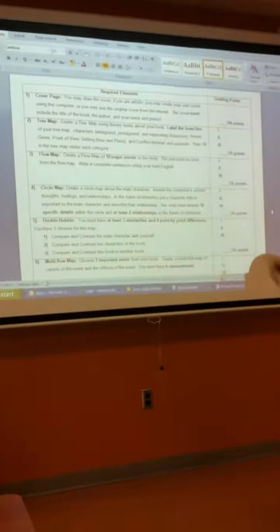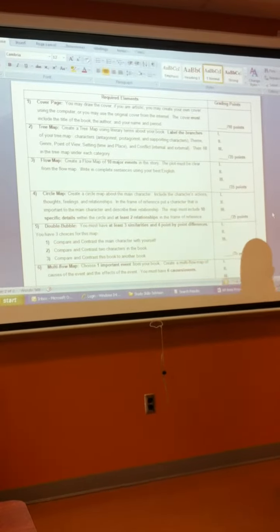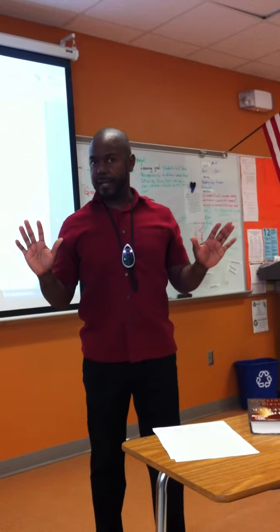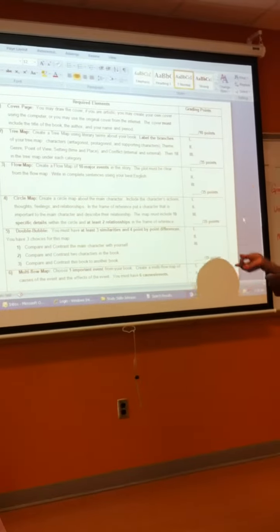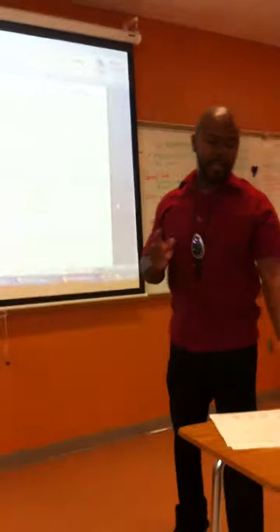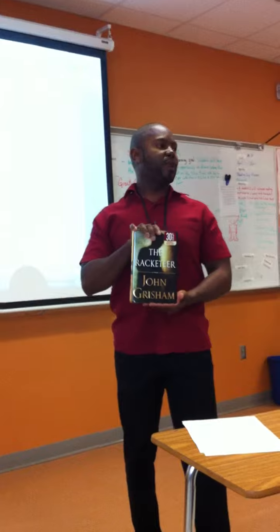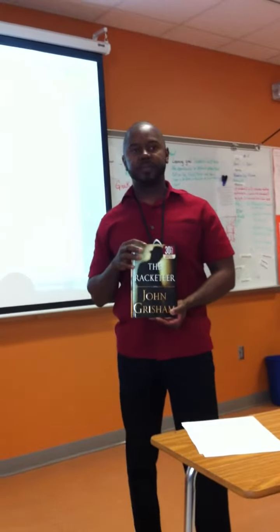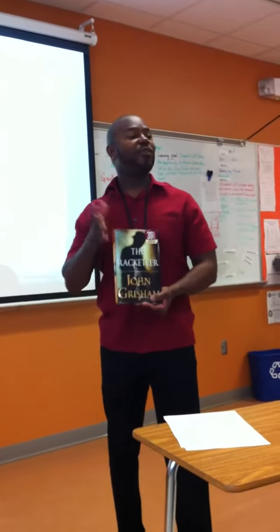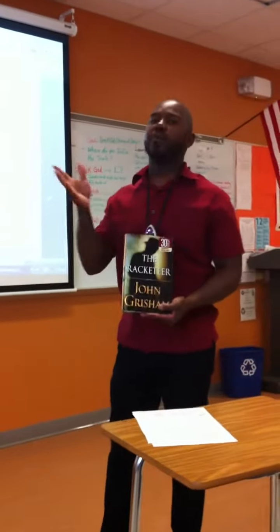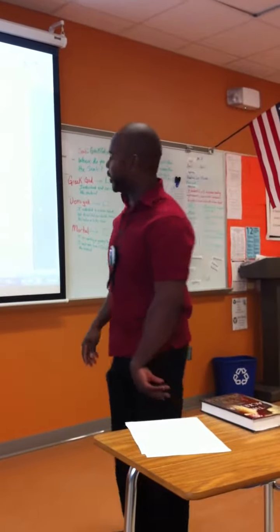The second option would be to compare and contrast 2 characters in the book. You could compare and contrast Malcolm with Judge Fawcett, okay? 2 characters directly from the text. Then you can compare and contrast this book to another book, okay? There's a lot of popular books circulating around right now, and you can compare this book to, does anyone have a recommendation of a book they'd like to compare it to? Yes. The Runaway Jury. The Runaway Jury, okay, another John Grisham text. You can compare The Racketeer to The Runaway Jury, both by author John Grisham, okay?